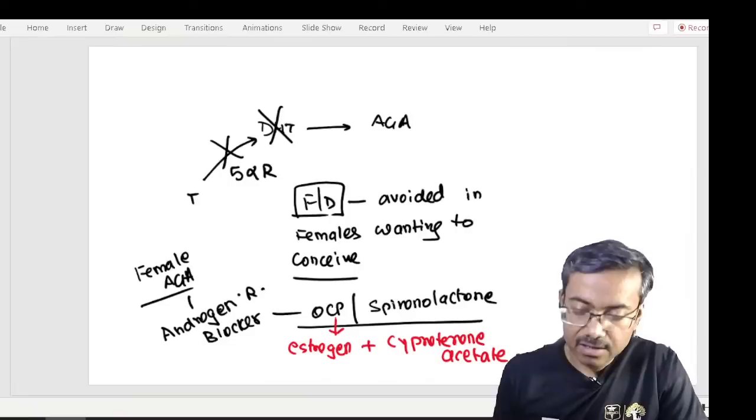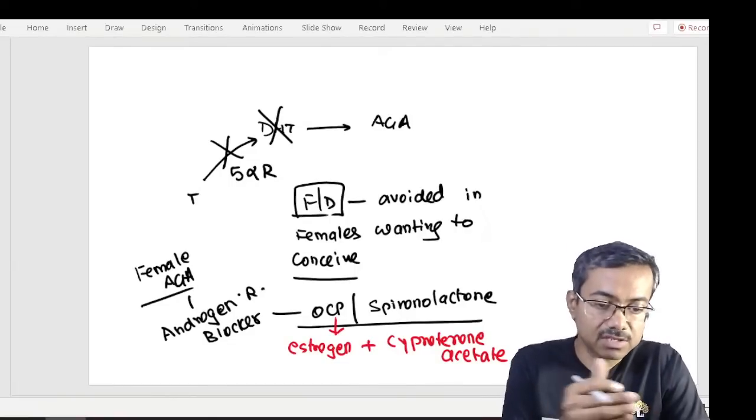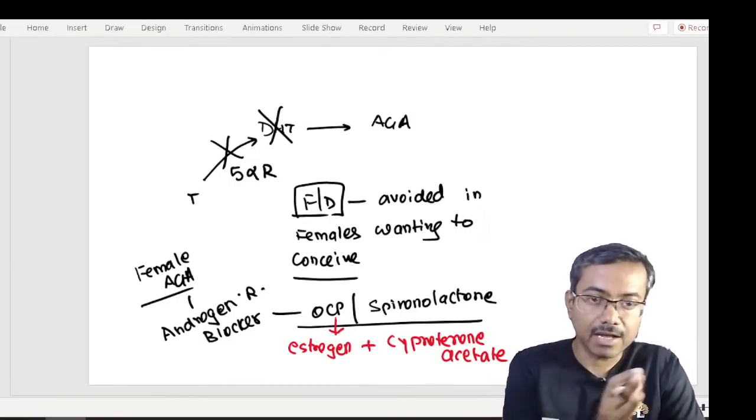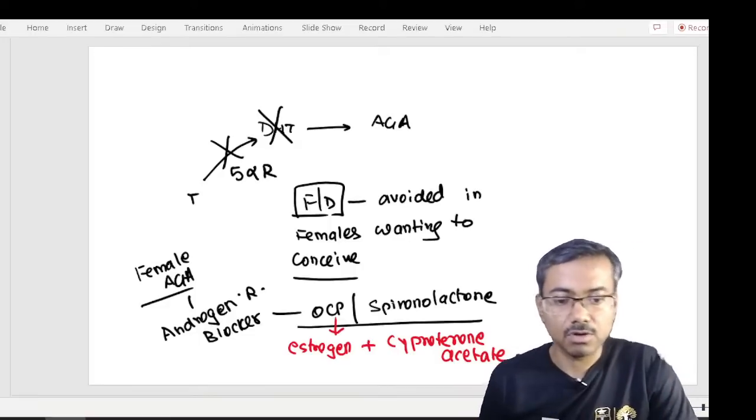I'll try to write on the left side so I can make out. Sometimes I'm blocking the slide. So, sorry for that. I'm going to just try and put stuff on one side.